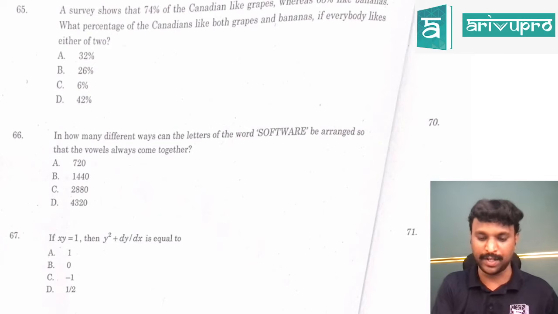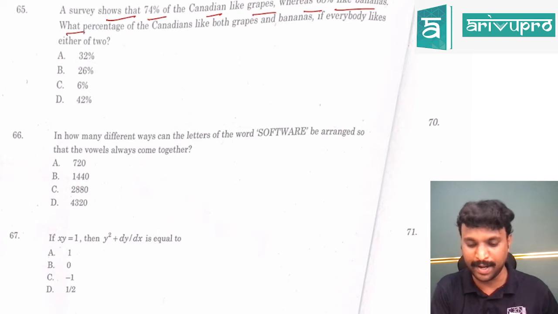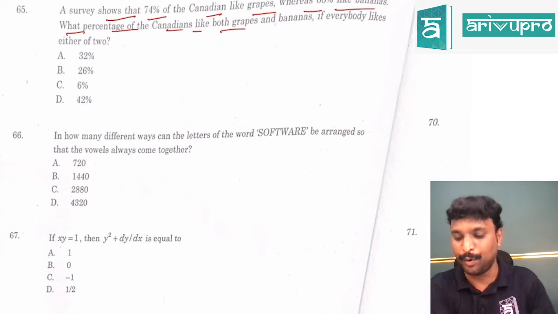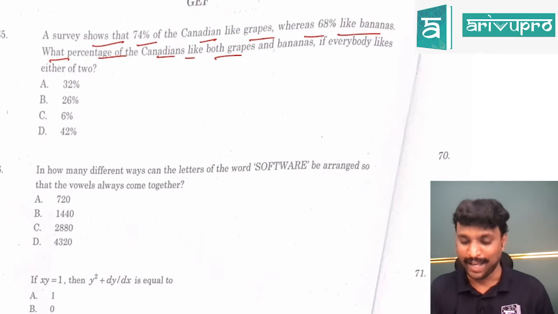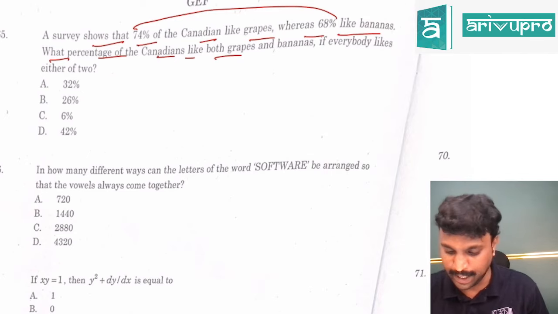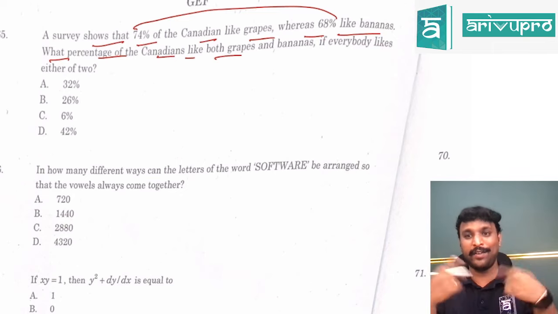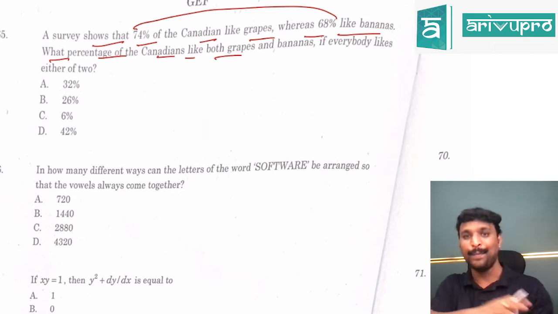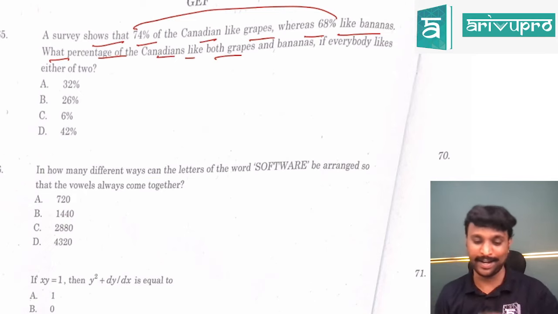Guys, 65th question. A survey shows 74% of Canadians like grapes, whereas 68% like bananas. What percent of Canadians like both grapes and bananas? Guys, so total population will be definitely 100%. If you sum the number of people liking banana and grapes, you get 74 plus 68. It becomes 142%. So total population itself is 100%. So extra 42. Why are you getting extra 42? Because 42% like both grapes and bananas.